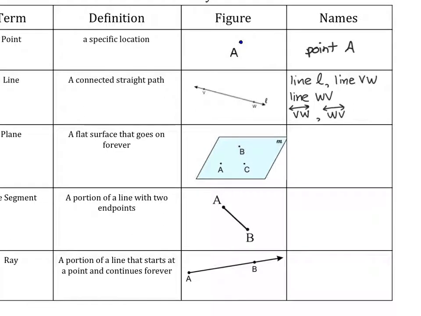So a plane is a flat surface that goes on forever. This is how we draw a plane in geometry. I know it looks like it ends where these lines are, but that's just how we draw it. It actually would continue on forever. So think of a plane kind of like a sheet of paper that just continues on forever.